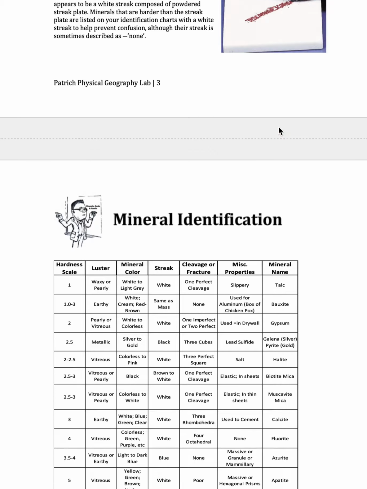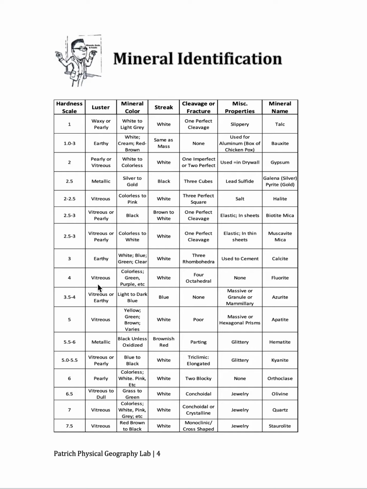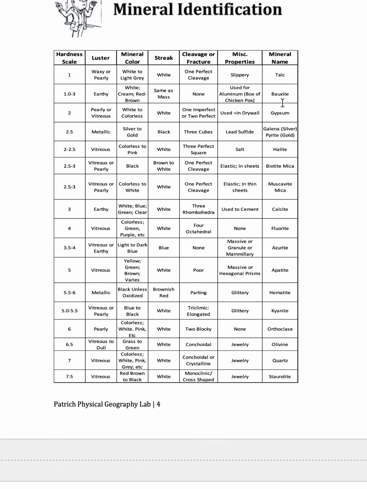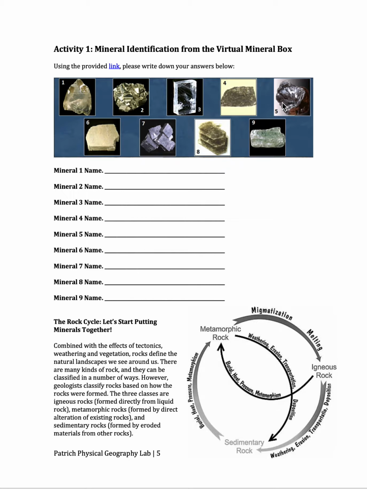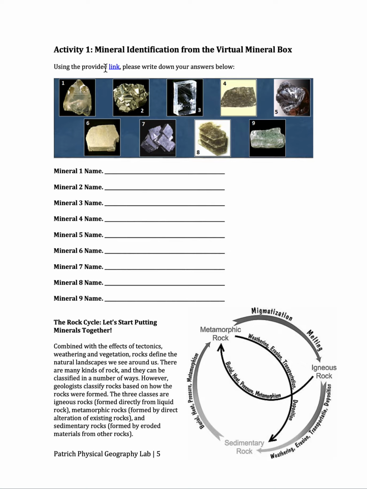So here we have your list of minerals for mineral identification. This is just a very rough list. I have it ordered by the hardness, its particular hardness, the color, the streak, whether it's cleavage or fracture, and if it's a cleavage, what does it make, some miscellaneous property in the mineral name. Well, using that and this online tool, you'll use this link that will have you learn how to identify all 9 of these specimens. You will then write your answers here.